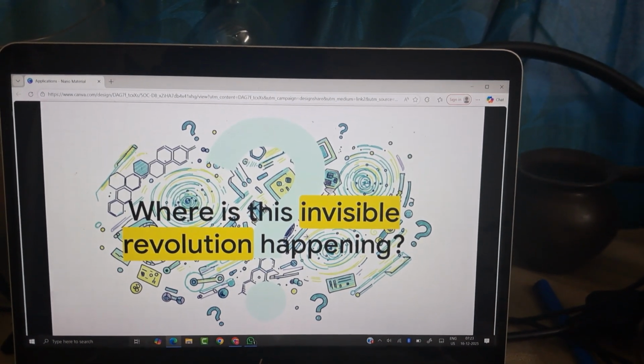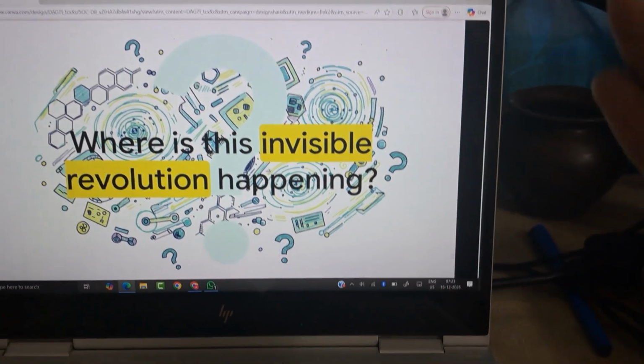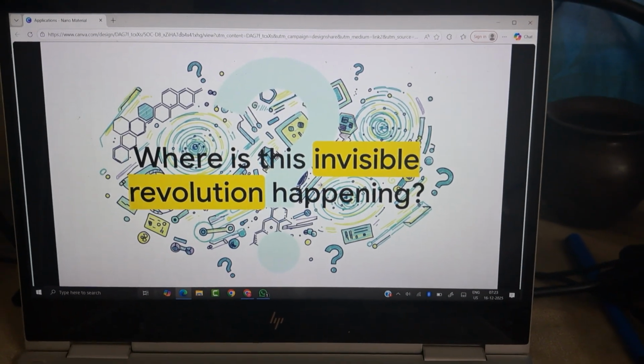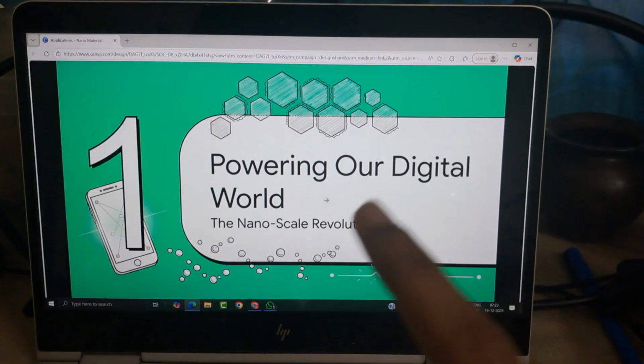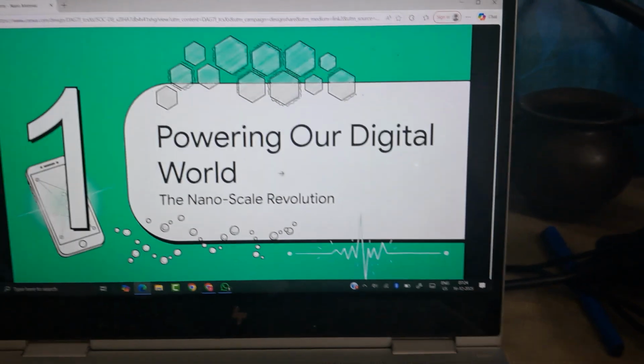Now, where is this invisible revolution happening? Means, where are these applications useful? Where are these advantages of nanomaterials taking place? See, first is powering our digital world. In our digital world, we use nanomaterials.